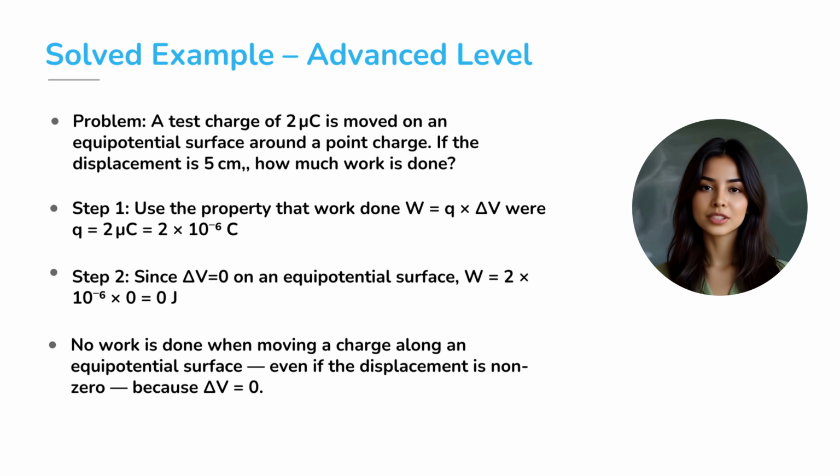Step 2. Since we are moving along an equipotential surface, delta V is 0. So, W equals 2 microcoulombs times 0 volts equals 0 joules. Answer: no work is done when moving a charge along an equipotential surface no matter how long the path is. This reinforces our understanding. It's the potential difference, not distance, that determines the work done.